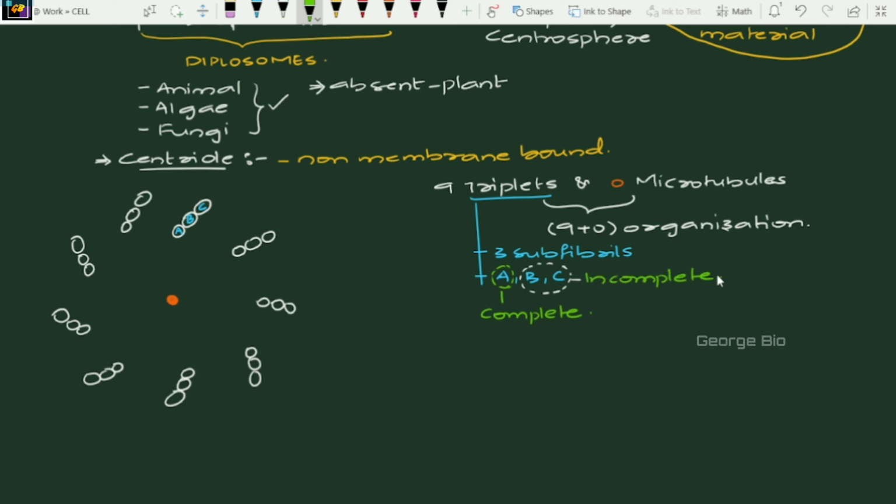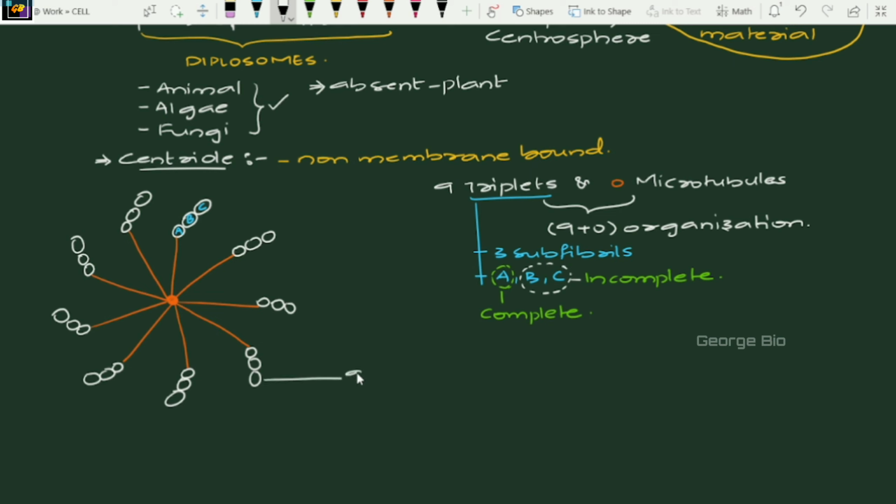Incomplete microtubule. Now these triplets, whichever are present, are connected to the hub by the presence of radial spokes, which are made of protein radiating from the center and connecting the triplets to the peripheral side. How many radial spokes are present? Nine radial spokes are present. So let's detail everything here.